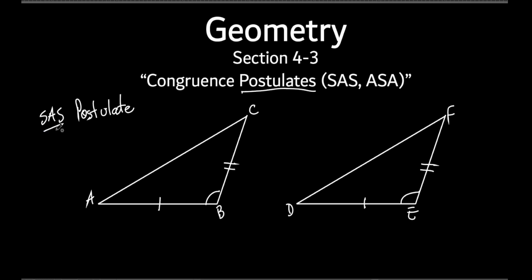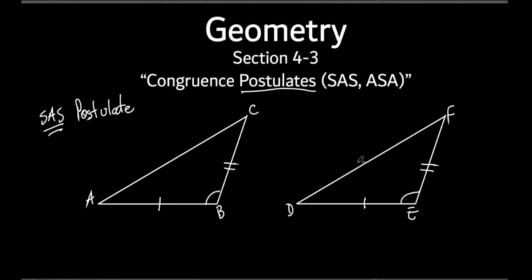So this one's called the side angle side postulate. Is it just any two sides and any angle? It's not. Look at the angle. The angle is in between these two equal sides right here. If I have two sides, and the angle that's in between those two sides, and this side's equal to this one, this angle's equal to this, and this side's equal to this, then these triangles are now congruent.